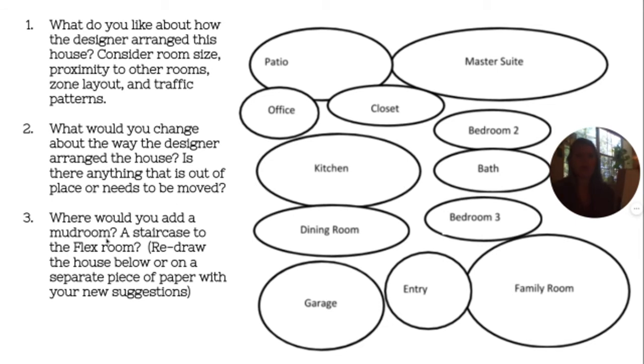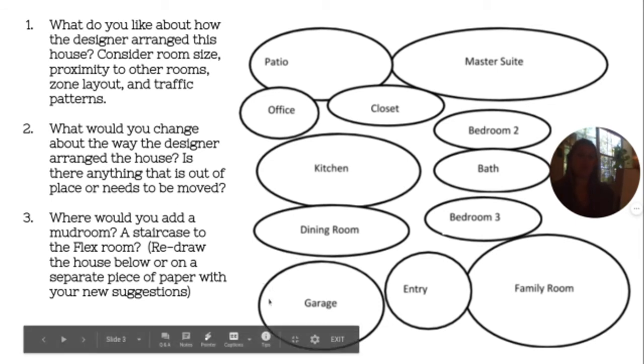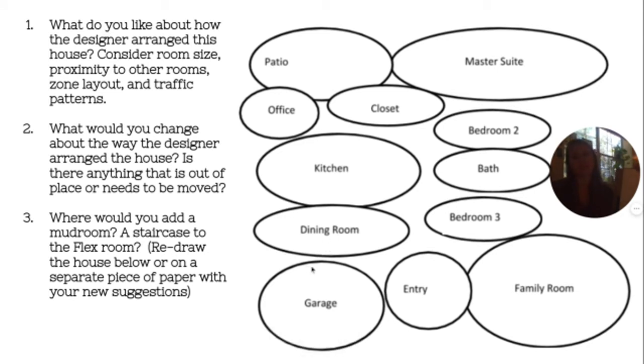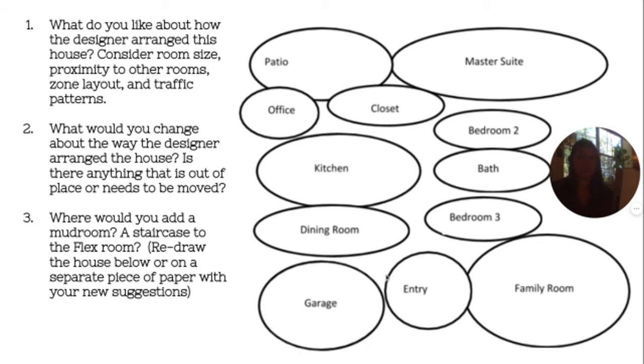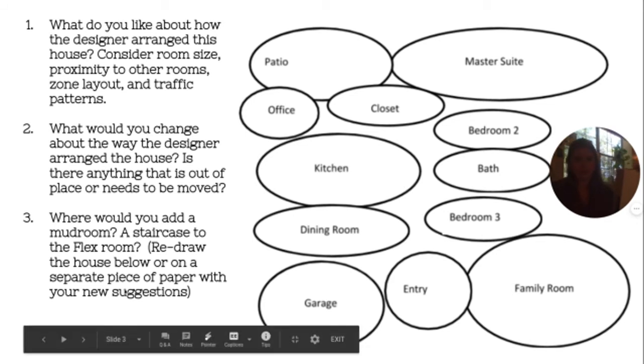Where would you add a mudroom? Well, a mudroom should be connected to a garage, so somewhere between the garage and the entry. As it is right now, I'd probably put a mudroom right here where my mouse is, because you'd come in the garage into the mudroom before you went into your dining room, because you don't want to track your mud and your dirty shoes and stuff into your dining room. Or put it on this end of the garage, separating the garage and the entry for the same reason, to get off your dirty stuff before you track it into your house.